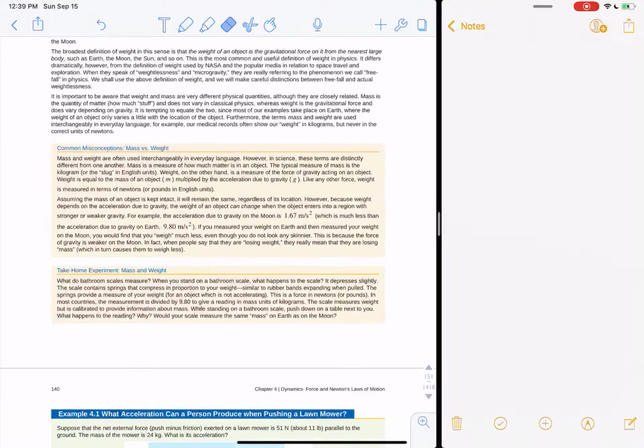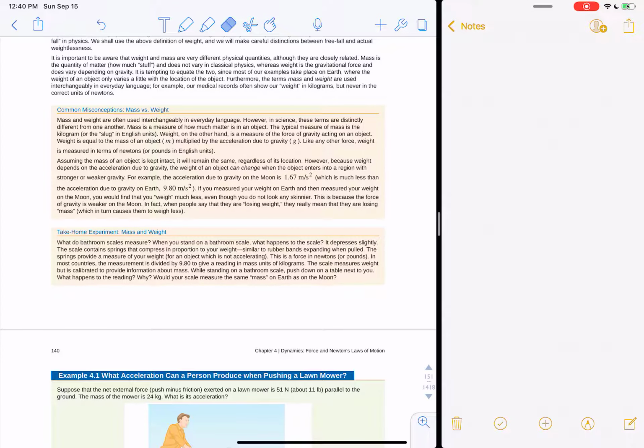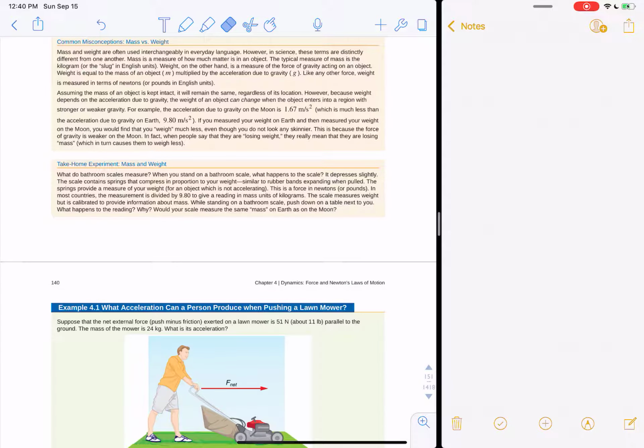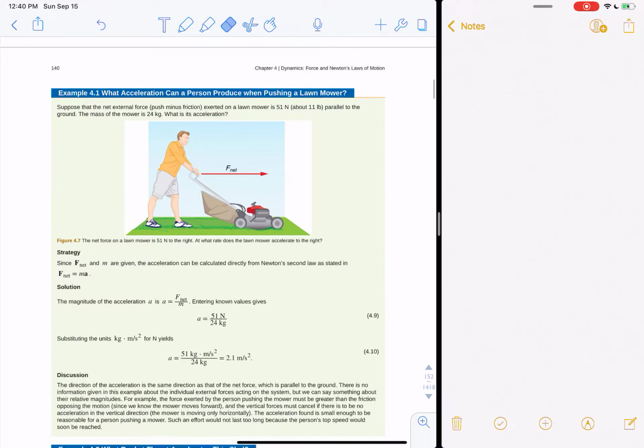Weight is different. You go onto the moon, you go onto Mars, you're going to have a different weight because the acceleration of gravity on those planets will be different. But your mass, the amount of atoms that are in you, is the same whether you're on the moon or Mars or whatever. So don't get confused by mass and weight. Weight is a force, mass is a scalar, mass is a quantity.